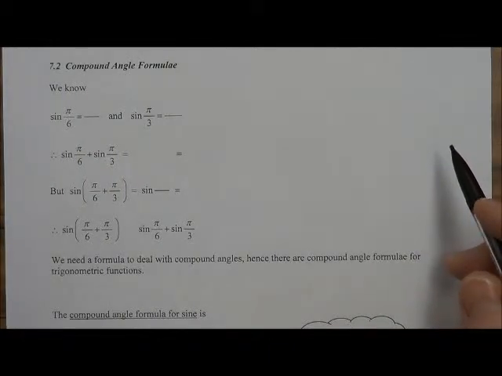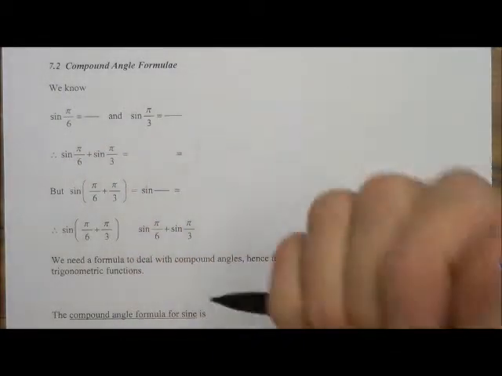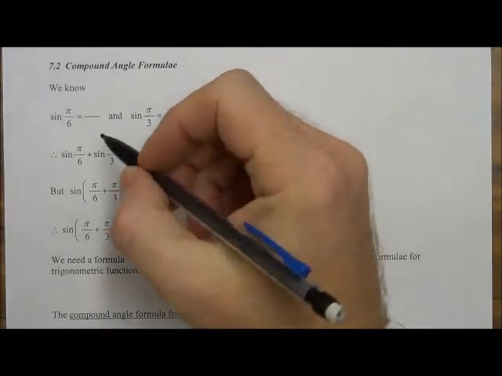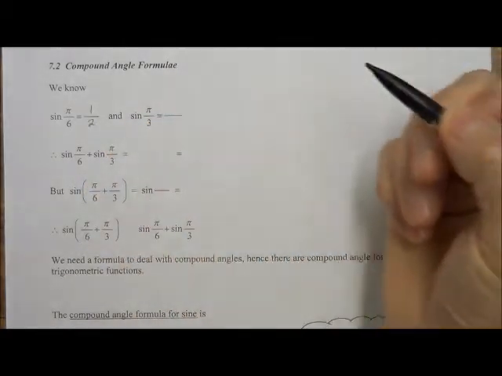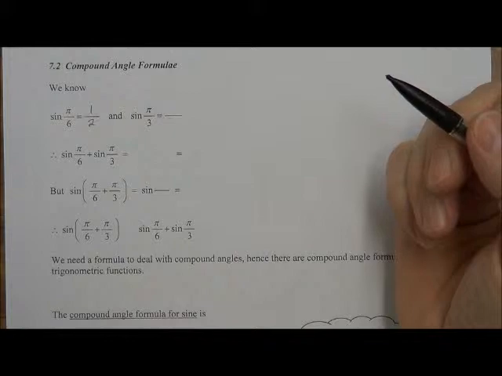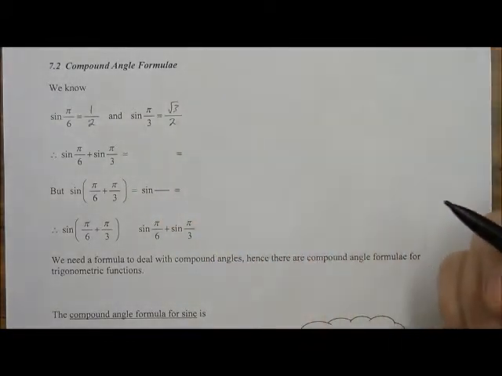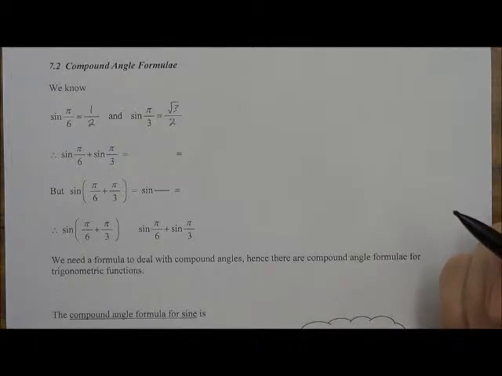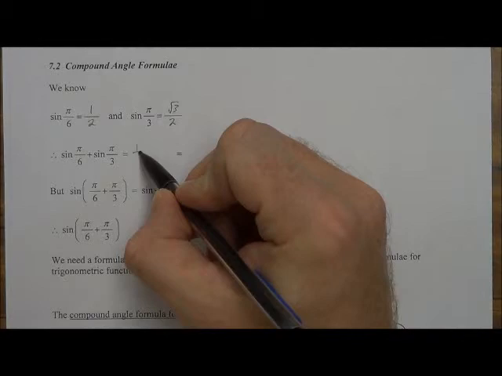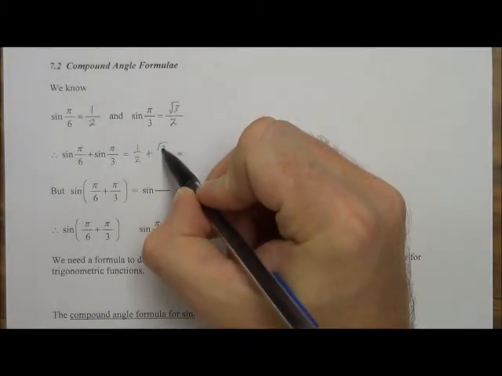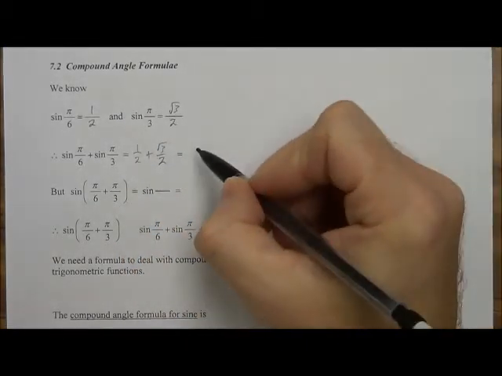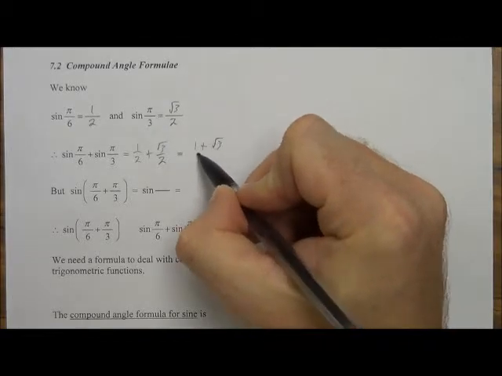From past experience, we know that sine of pi by 6, using our special triangles, is 1 over 2, and sine of pi by 3 is root 3 over 2. Therefore, sine of pi by 6 plus sine of pi by 3 would be 1 over 2 plus root 3 over 2, which equals 1 plus root 3 all over 2.